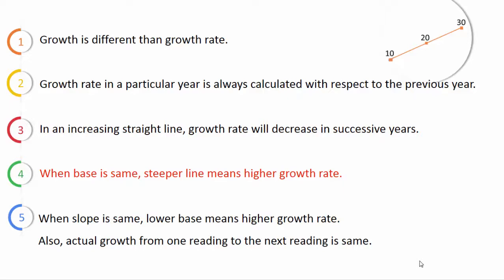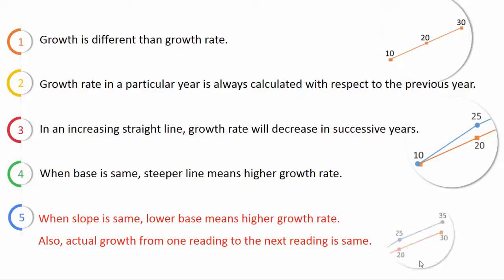Next, we understood that when the base is the same, a steeper line, or say greater slope, means higher growth. It was in the comparison of A and B from the year 2016 to 2017. And at last, we figured out that when the slope is the same, a lower base means a higher growth rate. This is very well related to point number 3. We also saw that when the slope is the same, the actual growth from one reading to the next reading is the same.